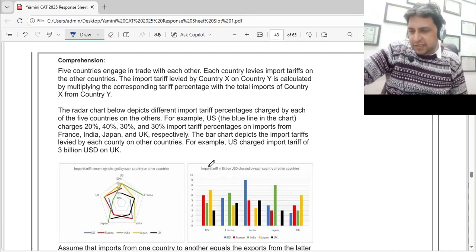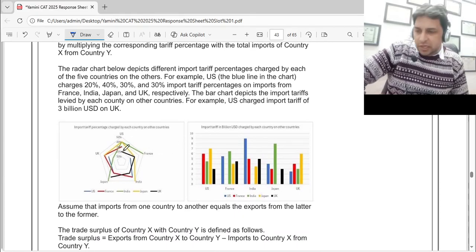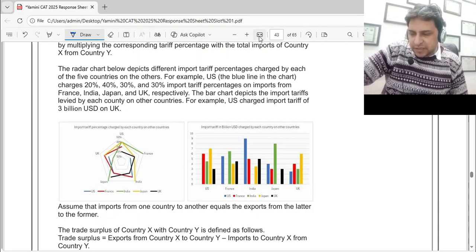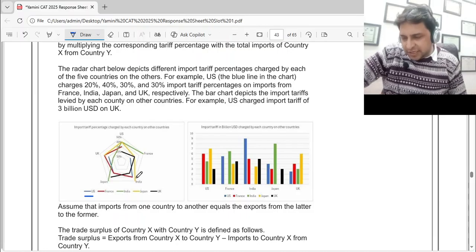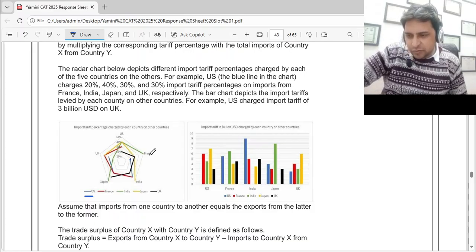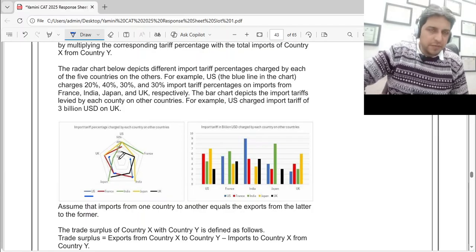What exactly they are saying is, let's just see this graph. One is a radar, and the second is a kind of bar graph. If I take an example, the US. For the US, this radar says US is charging 20% to France, then 40% to India, 30% to Japan, and 30% to UK. That is what they are showing, clear cut. The same way we can understand the complete radar.